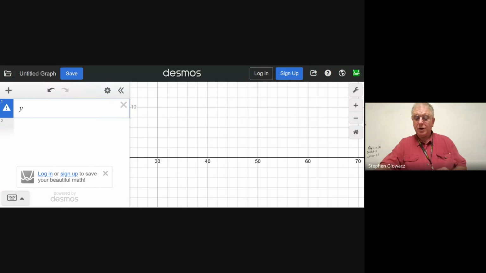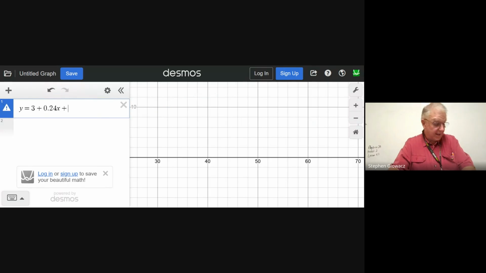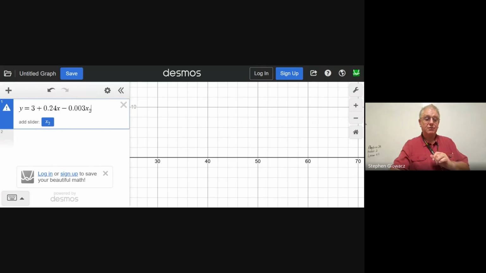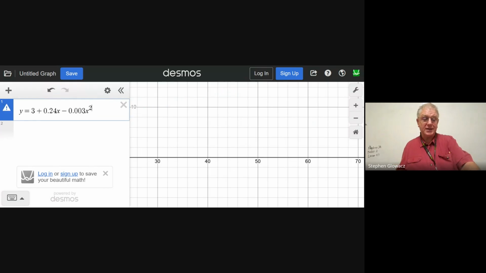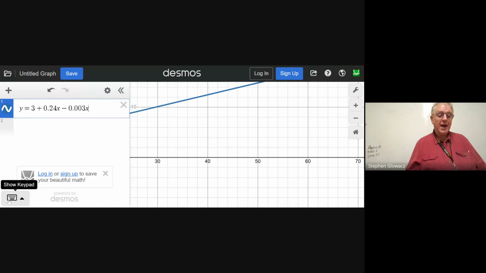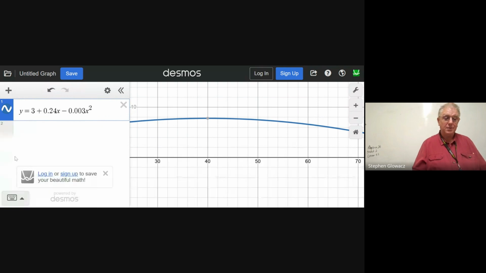What's nice about this is that Desmos will do the work for us. So now the equation that we're going to use is this. We have y equals 3 plus 0.24x minus 0.003x squared. Now, the easiest way to get into the exponent, don't just type a 2 because that'll give you a subscript. Pressing Shift and 6 will take you into the exponent, and just type your 2 there. Another way to do that is to bring up the keyboard and then just type, you see where it says a squared there, just type that. Maybe that sounds a little bit easier.